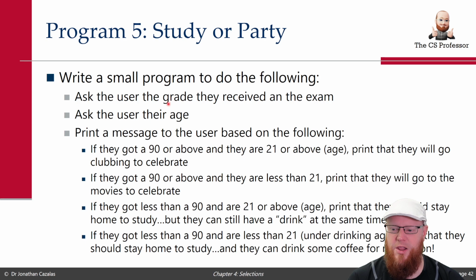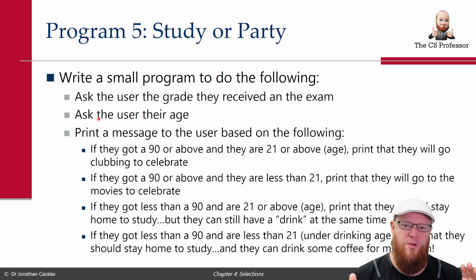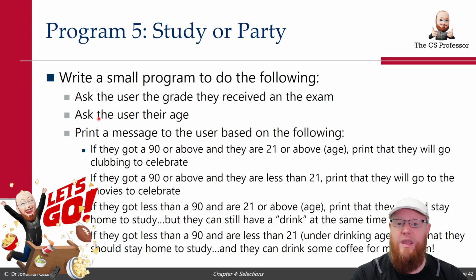So here, a short program. Write a program to do the following. Ask the user to enter the grade that they received on an exam. We're going to ask them for their age, and then we're going to print a message to the user based on the following. If they got a 90 or above, and they're 21 or older, we're going to tell them they can celebrate their great score by going out partying. Or even if they got a 90 or above, but they're not 21 or older, they're going to go celebrate by going out and watching a movie, which I guess is pretty good.